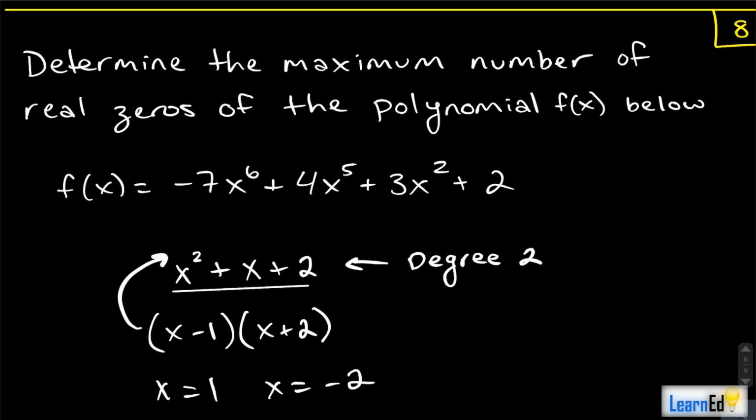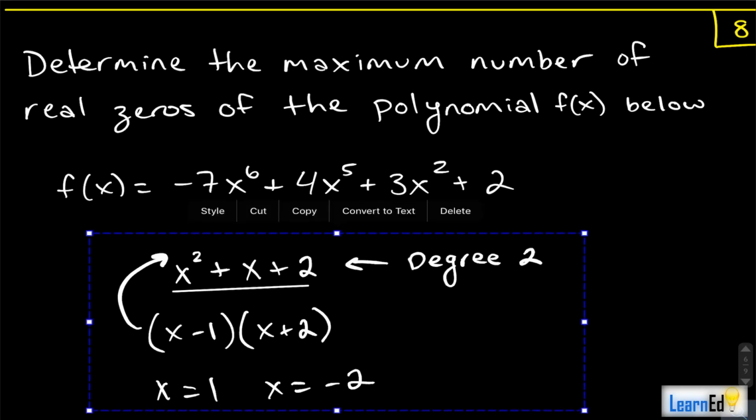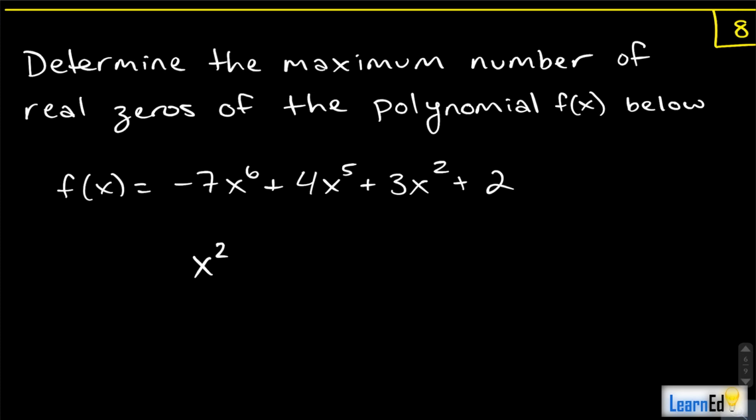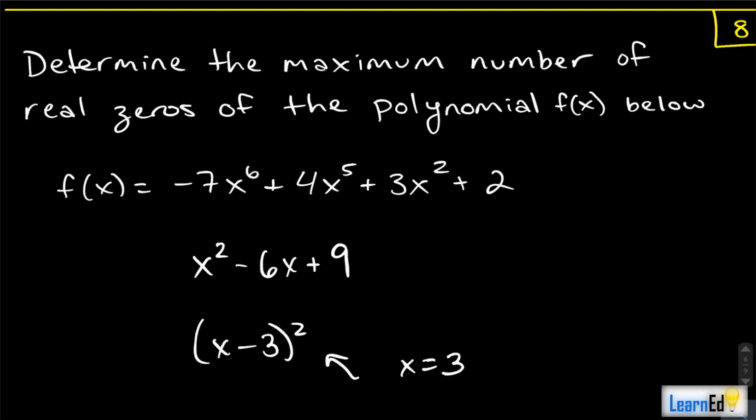Now, you can't say that for all degree 2 polynomials. You could have something like x squared minus 6x plus 9, right? And then you have x minus 3 squared. That's the factor of this, and that's only 1 real zero, right? Because if this thing's equal to 0, that's just x equals 3. So there's only 1 zero there. So not all, but we're talking about the maximum.